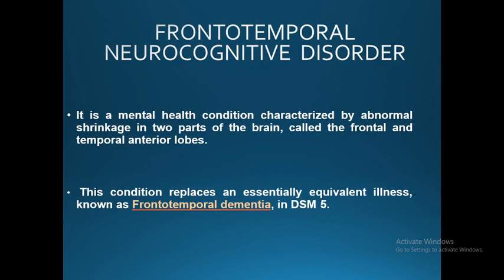Right. Then there's another condition we have discussed, frontotemporal neurocognitive disorder. That's a mental health condition characterized by abnormal shrinkage in two parts of the brain. Now, what are the two parts? Yes, you can get it from the name of the disease itself. The frontal lobe and the temporal lobe, especially the anterior frontal and temporal lobes. Here, shrinkage occurs in two parts of the brain called the frontal and temporal anterior lobes.